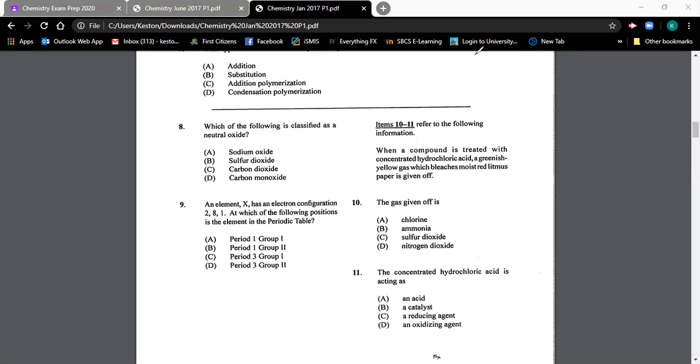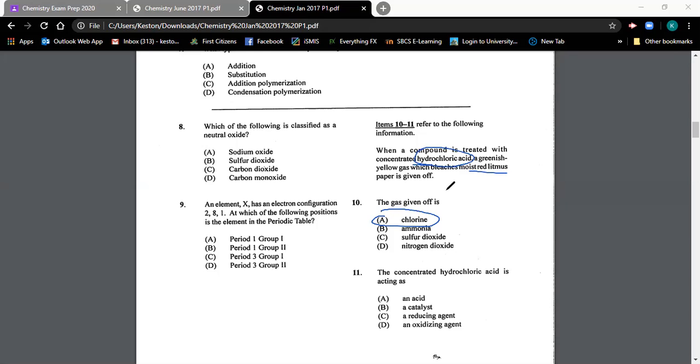10 and 11. When a compound is treated with concentrated hydrochloric acid, a greenish-yellowish gas which bleaches moist red litmus paper is given off. The gas given off is, everybody should know this one. We did this one last week. What's that gas? And they kind of sell it out here, hydrochloric acid. Yes, that's correct. E, chlorine, right? And we know that it's chlorine because it bleaches the red litmus. The concentrated hydrochloric acid is acting as a what?